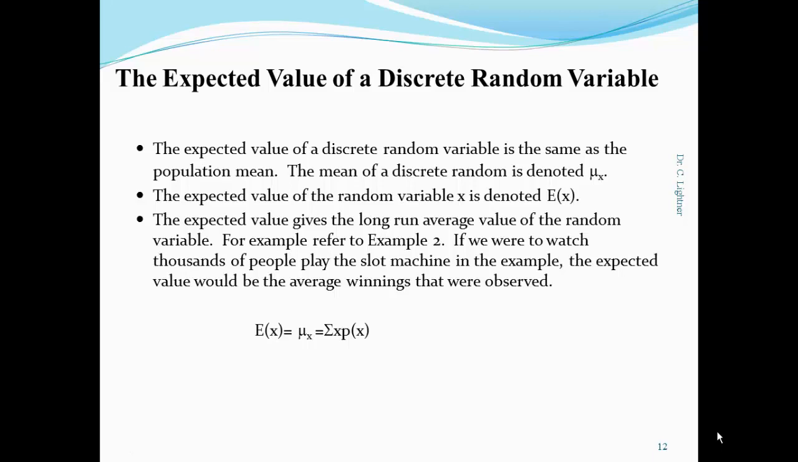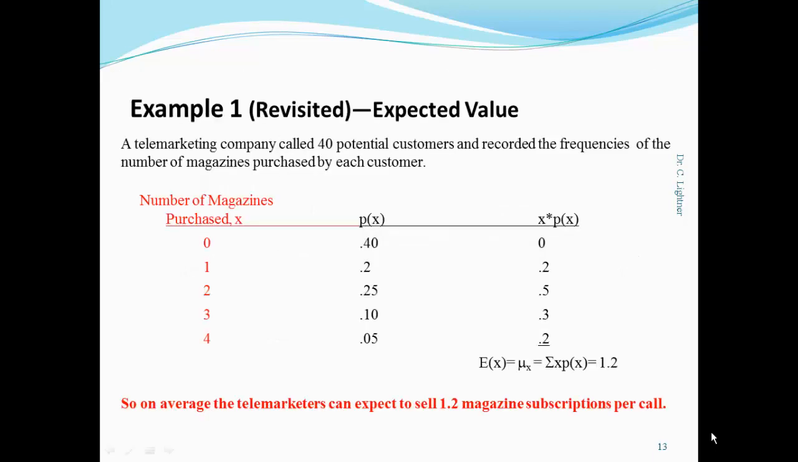The expected value of x, also known as the population mean value of the random variable x, is computed as the summation of x times p of x for all values of x that could occur. Recall example 1, where we had a telemarketing company that called 40 potential customers and recorded the frequencies of the number of magazines purchased by each customer.